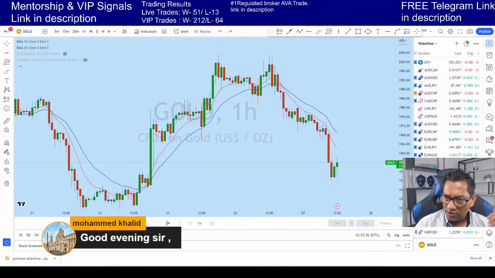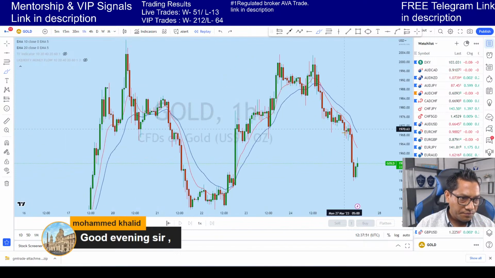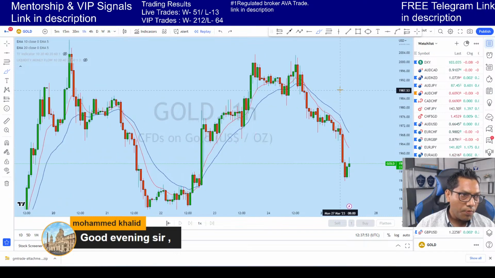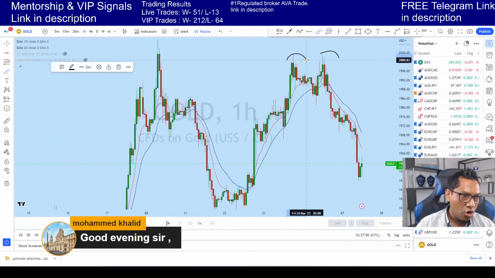Good evening, sir. Thank you very much. Mohammed Khalid asks, can we buy gold as the 1 hour time frame has an engulfing candle? I know that on the 1 hour there is a spike to the upside, but what I see is that gold had a big bearish move after creating this double top.